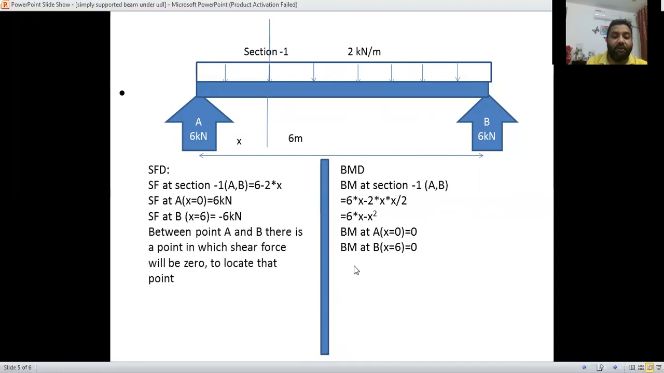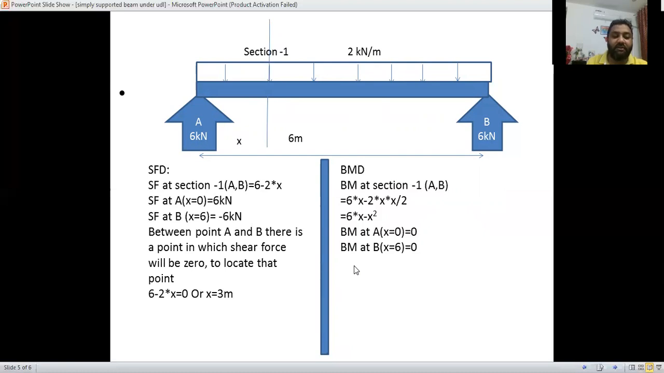Now see, between the points A and B, there is a point at which the shear force will be 0. To locate that point, how to locate it? Because at the point A the shear force is positive, and at the point B the shear force is negative. So that means there is a point between A and B at which the shear force is 0. So the equation is 6 minus 2x between the points A and B. So this should be equal to 0. So you will get x is equal to 3 meter.